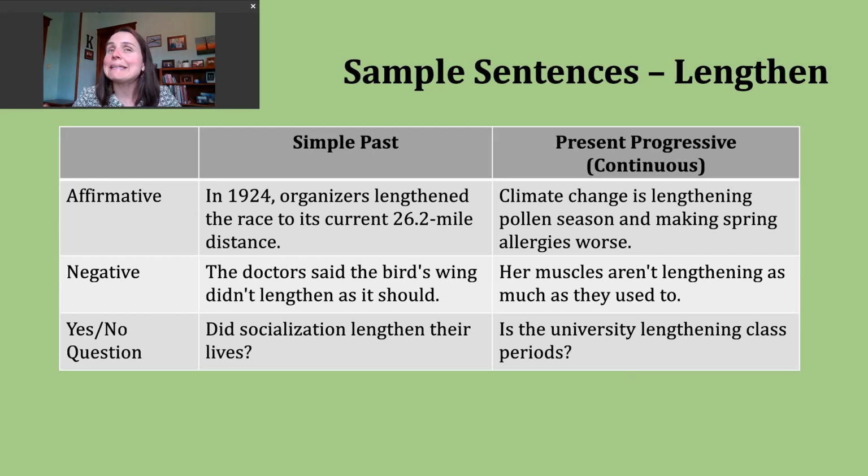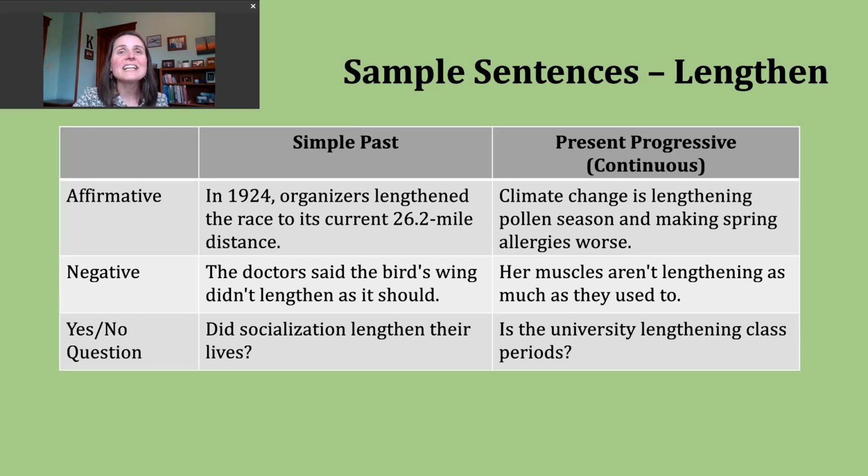If I want to make a negative sentence in the simple past tense, what I'm going to do is start with my subject, use did not, and then the base verb. Let's take a look at another example. The doctor said the bird's wing didn't lengthen as it should. So our example sentence here has taken did not, and it's combined it into the contraction didn't. That's okay, but again, notice we're not using the ed form of the verb here in the negative.